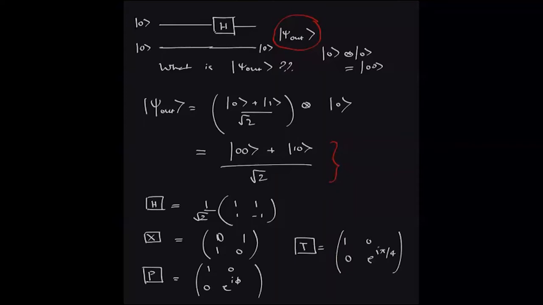So for example, instead of this H, I could have applied this P gate with some well-defined phi, and then I could have asked you what is the output state, and you would do the same thing. So I hope this is all clear. If there are any questions at this point, maybe I can take them. Otherwise, I'll keep on going.